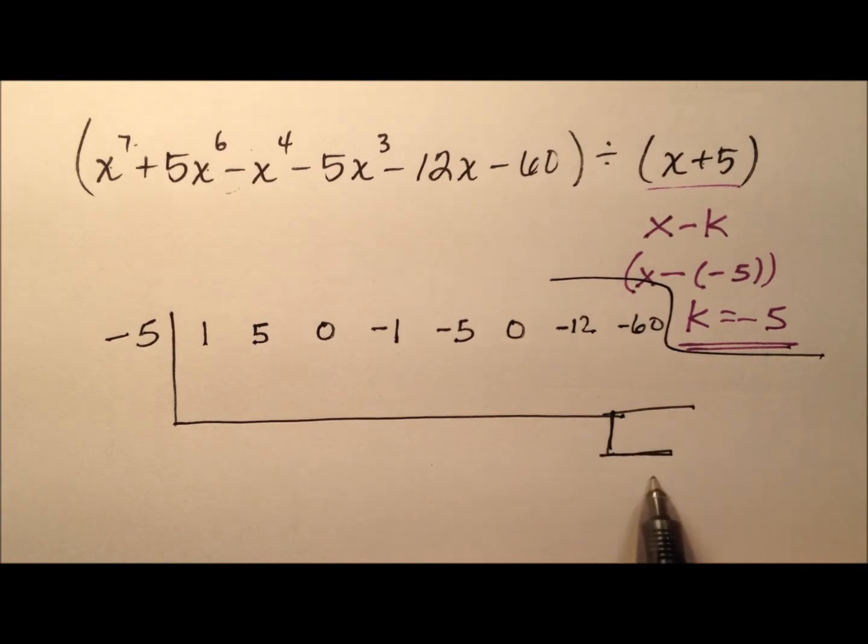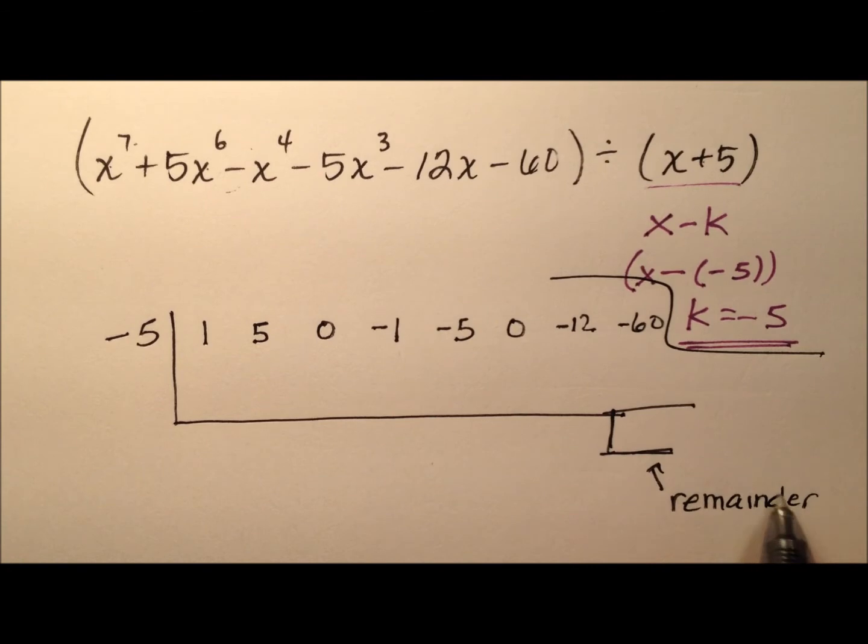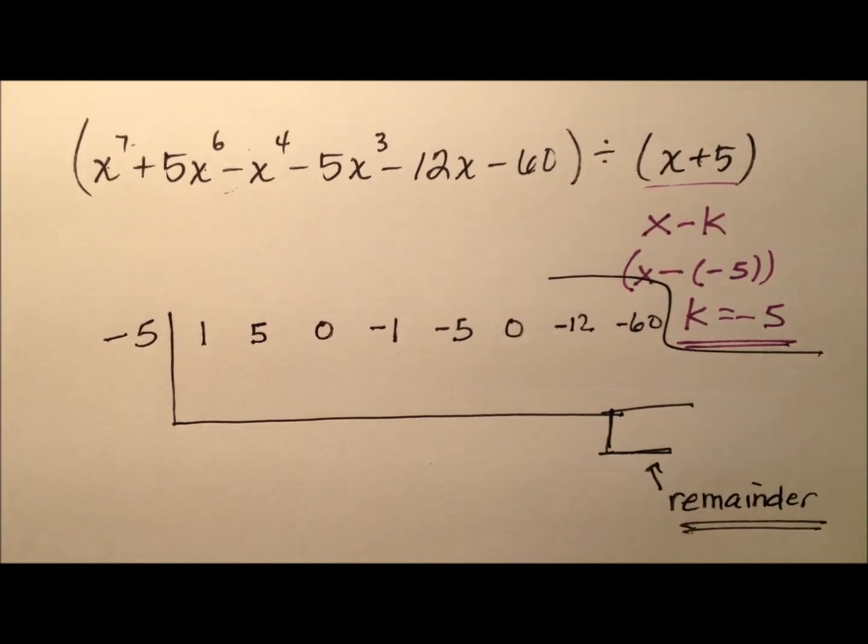And I'm going to put this bar here. This represents my remainder. So maybe there'll be one, and maybe there won't be. We'll see. So let's go through and run our process.